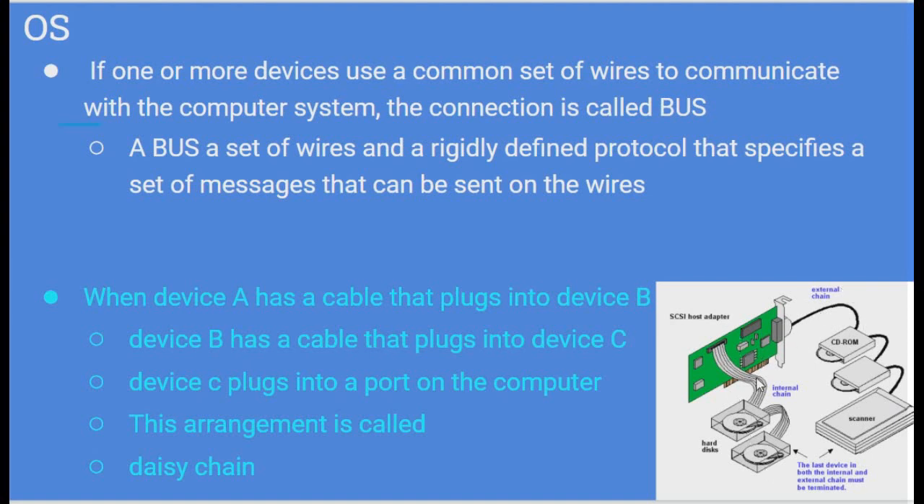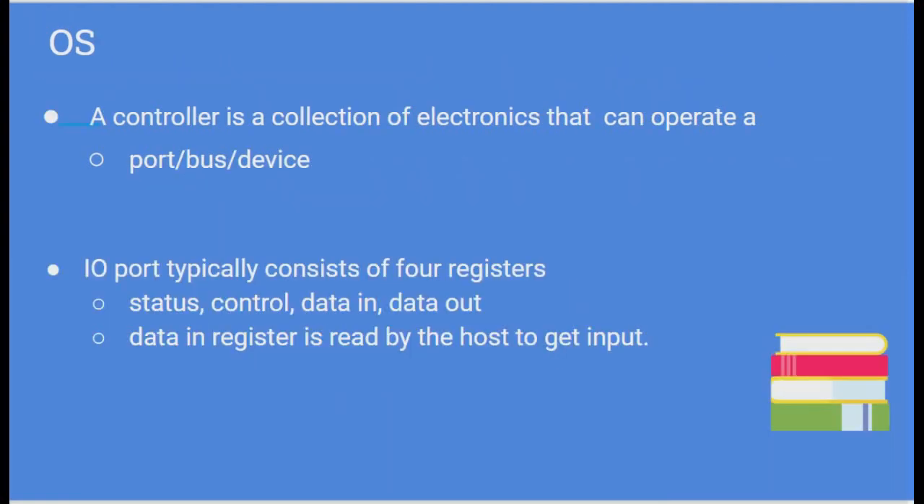These are daisy chains. The controller is a collection of electronics that can operate a port, bus, or device. An IO port typically consists of 4 registers, for example, status register, control register, data in register, and data out register. For example, the data in register is read by the host to get the input.